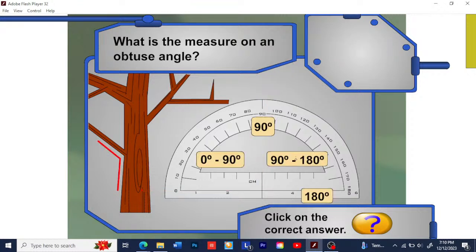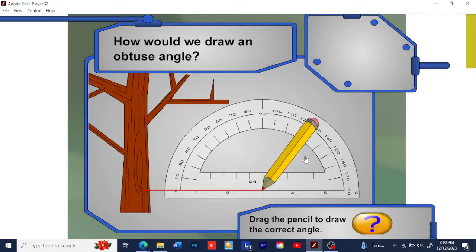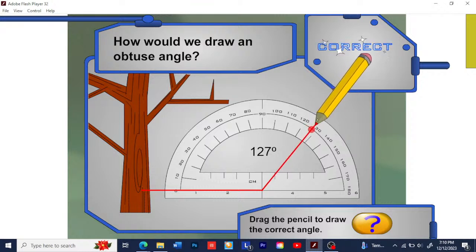Okay, look at this branch. I think it might be obtuse, but what is the measure for an obtuse angle? Right. An obtuse angle measures between 90 and 180 degrees. Can you draw an obtuse angle for me?